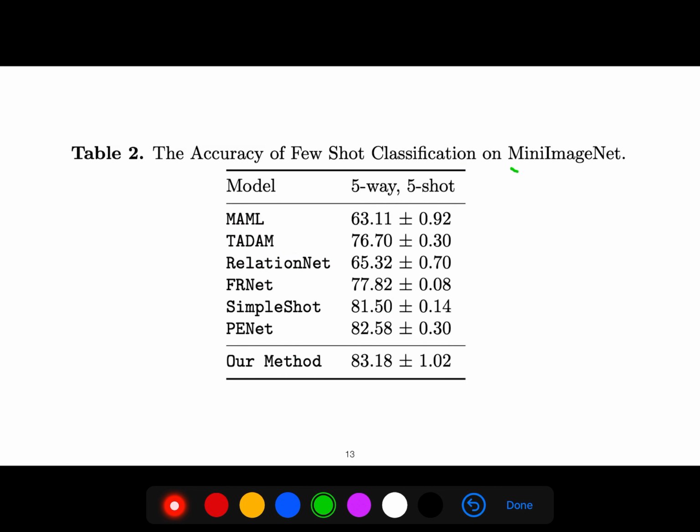And they also do it for miniImageNet. They compare it with MAML and RelationNet. I think I have explained RelationNet as well. And it's better than MAML. So this paper works better than MAML. If you add 20%, so this method is better. The accuracy is better.